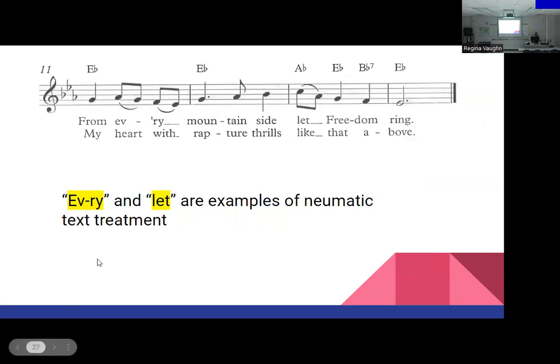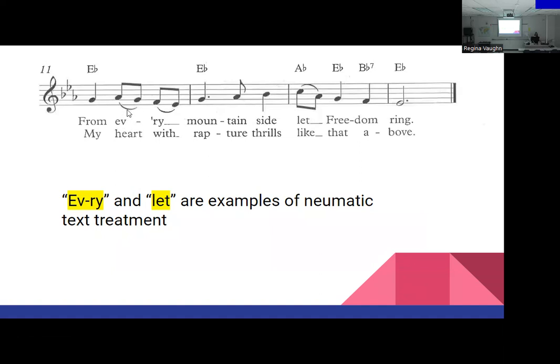And then here's an example of melismatic. This is from the song America, which hopefully you're familiar with. From every mountainside, let freedom ring. So every and let are melismatic textural treatment, because the first syllable of every has 2 notes, the second syllable of every has 2 notes, and then let has 2 notes.